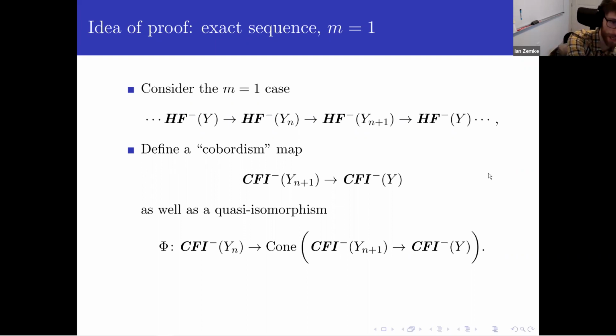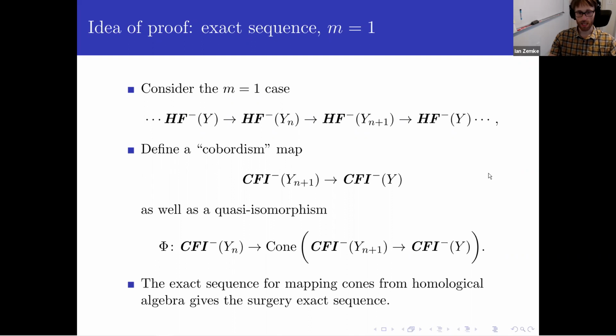So for the mapping cone, there's an exact sequence that has the domain of the mapping cone, the codomain, and the actual cone. And so if you have a quasi-isomorphism to the cone with something else, you can just delete the cone and put in the other thing. And when you do that, you just get the actual exact sequence you're looking for. So the idea is to define a quasi-isomorphism between the CFI of yn and the mapping cone, and use the exact sequence for the mapping cone from homological algebra, and you're done.